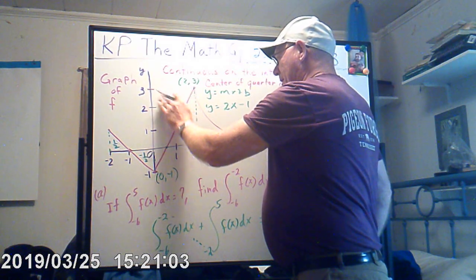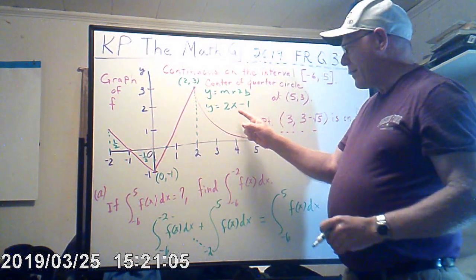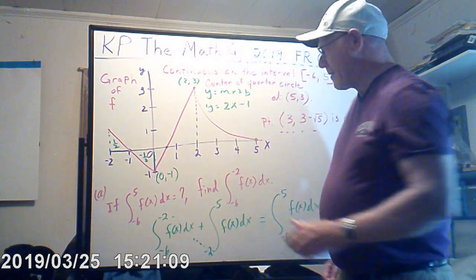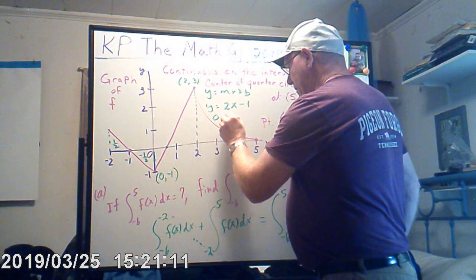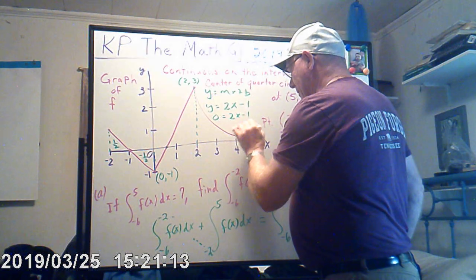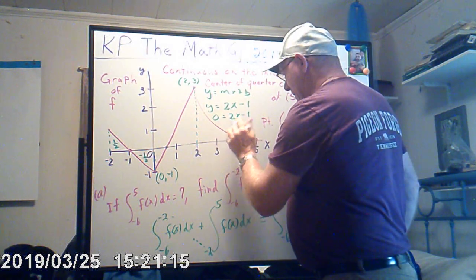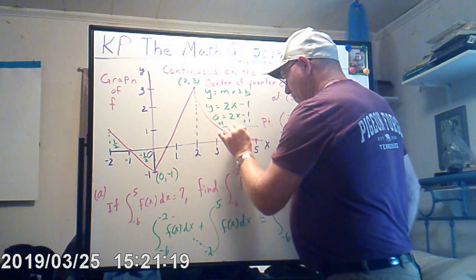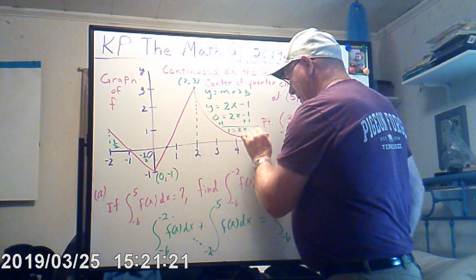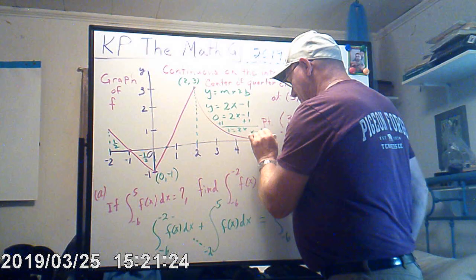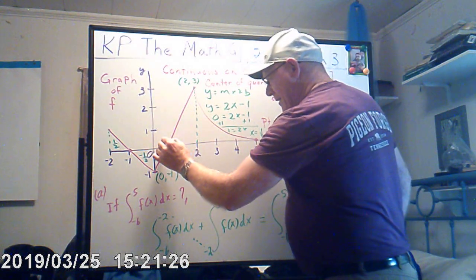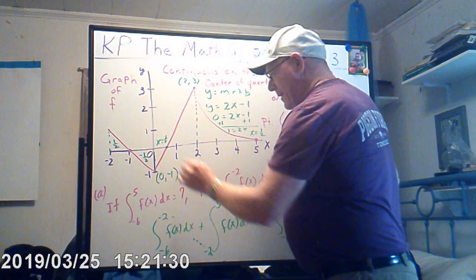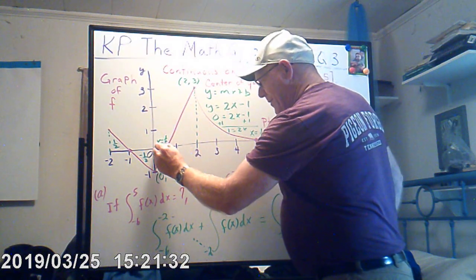Just go back to your algebra skills. When you want to find the x-intercept, you let y be 0. So 0 is equal to 2x minus 1. If you solve this, you add 1 to both sides, so 1 is equal to 2x. That means x is equal to 1/2.